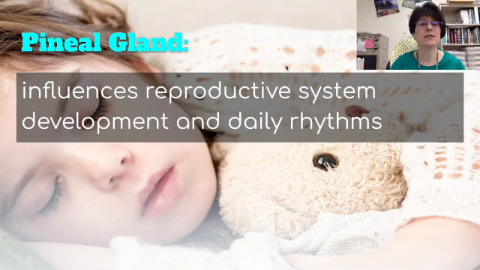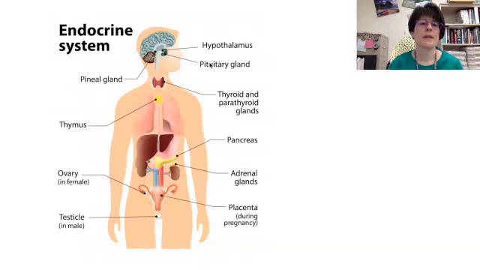Then there's the pineal gland. This influences the reproductive system development and daily rhythms. So I have a little girl sleeping here because that's one of your daily rhythms. So right here, the pineal gland. So those are all very closely associated with the brain.